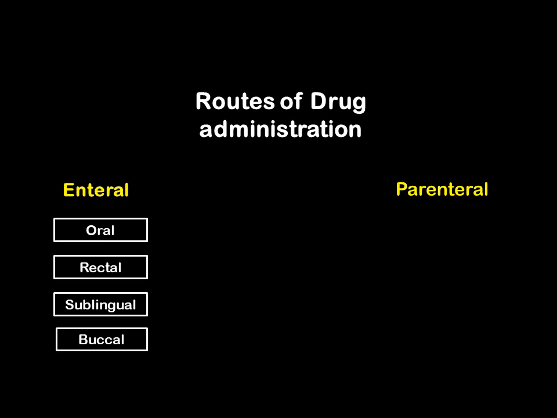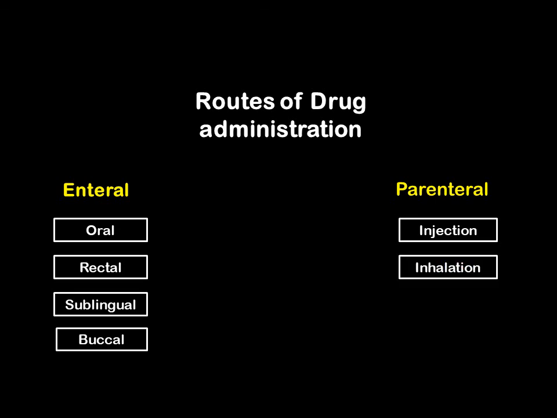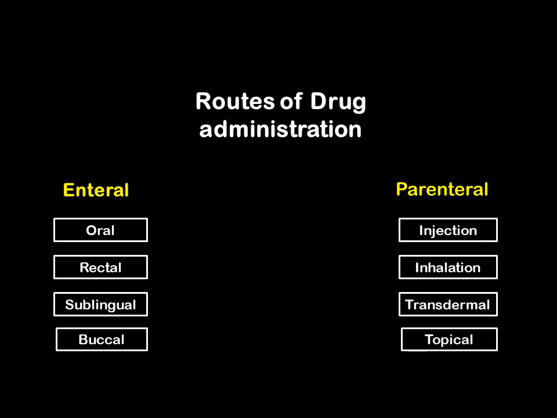Let's talk about the parenteral subclassification. First, injection. There are also other categories based on the site of injection, but very importantly, aseptic condition is needed when a drug is administered via the injection route. Inhalation: administration of drug via the nose or the mouth. Transdermal: drug administration via the skin route, which will provide a systemic effect. Topical: application of drug to a specific area of our body for the local effect.